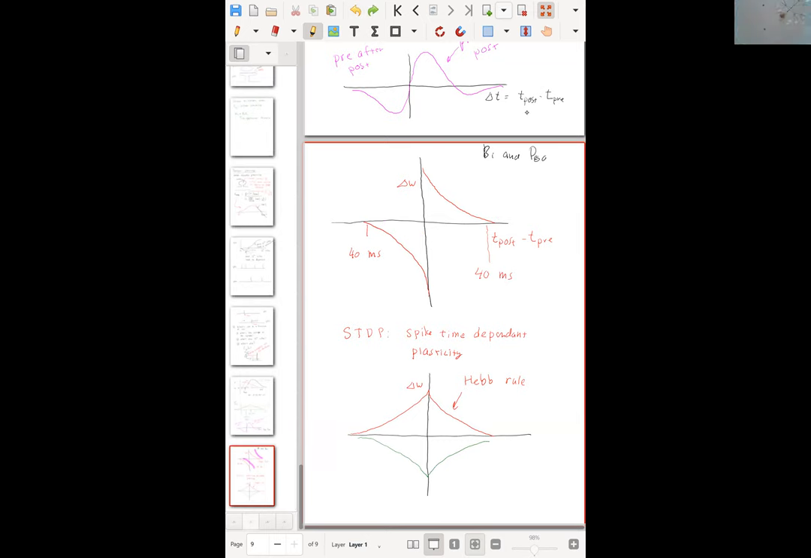Okay, so what we want to do now is look at the implications of this for plasticity. We're going to write down learning rules in terms of firing rates rather than spikes. And let's take a 5-minute break, and I'll do that in the second half of the lecture.